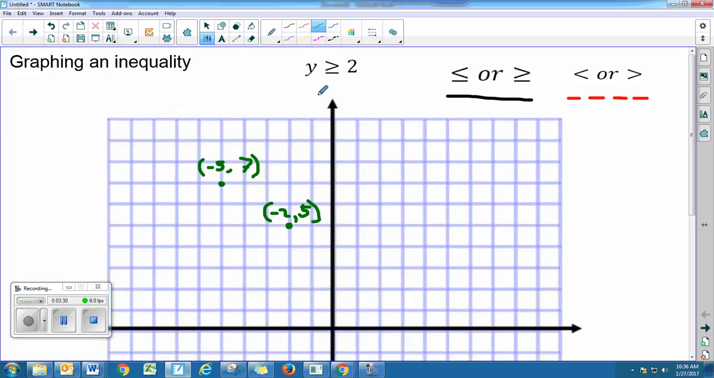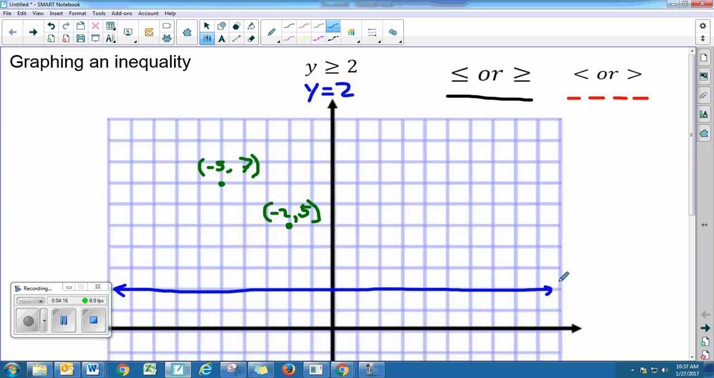So let's start by placing our line, a barrier between parts of the graph where y is going to be 2 and then bigger than 2. So let's start with just graphing y equals 2. That's my barrier point. So y equals 2 would be this line right here. Right? That's y equals 2.